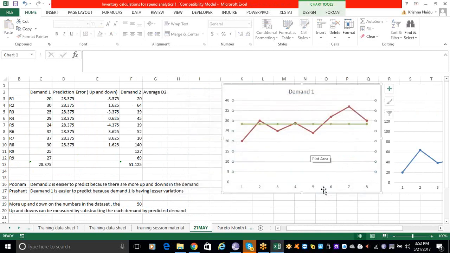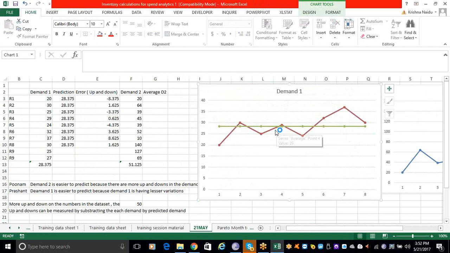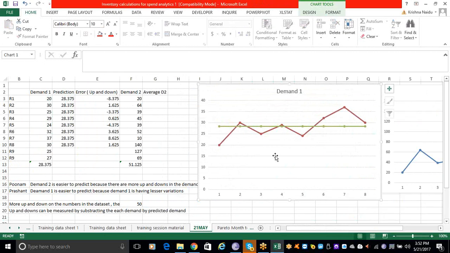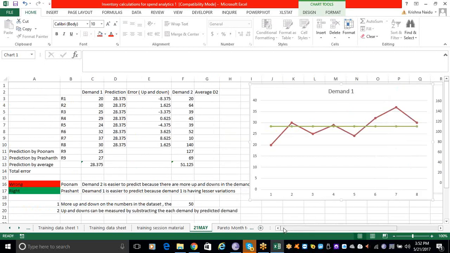Okay, so now we got a chart here. Let me expand this chart. If you look at this, the green line is called the line of average, and this red line is the line of data points. If I make the prediction, my average is a prediction, and if demand is 20, so here what happened? There will be an overstock.